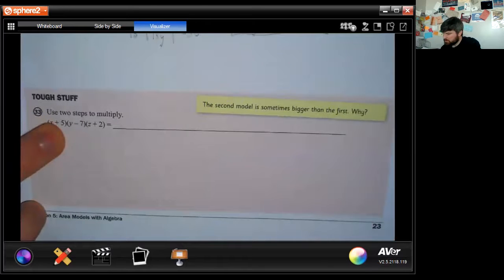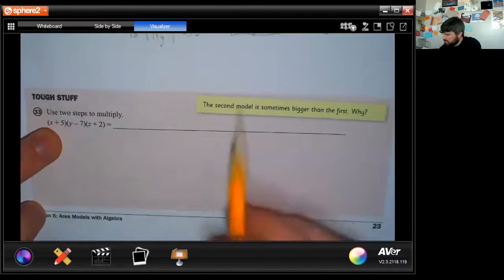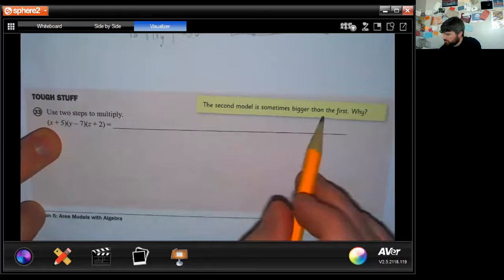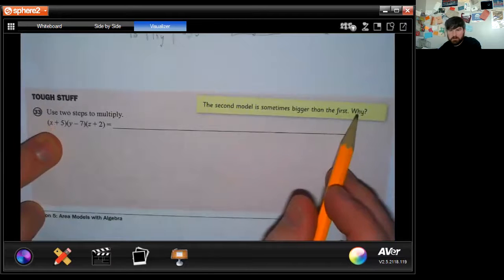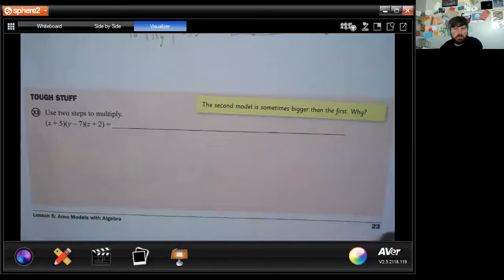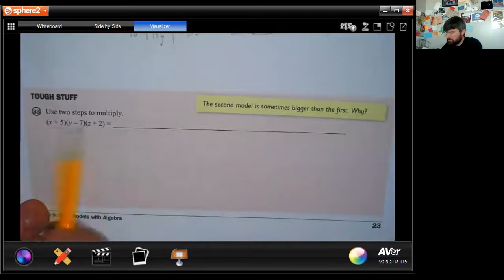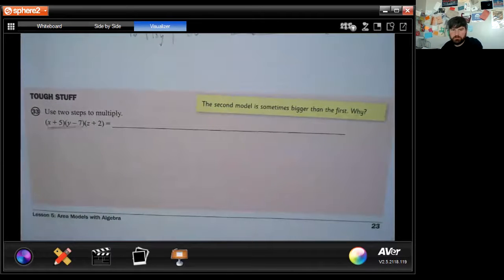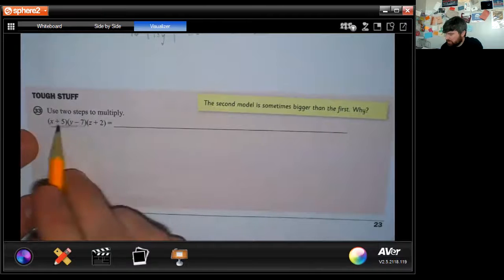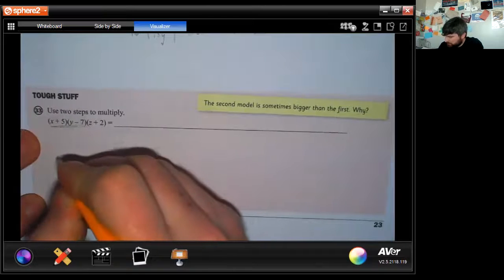Use 2 steps to multiply. The second model is sometimes bigger than the first model. Why? Well, when you multiply, you may get more terms. If nothing combines, when you multiply these 2, you could get up to 4 terms. Okay, so they could be larger and larger and larger. I always like to multiply the first 2 together.